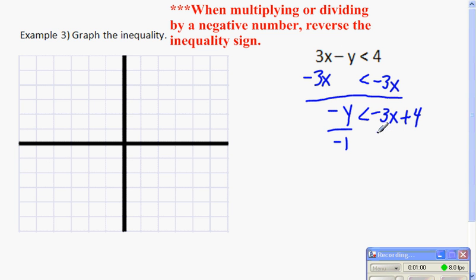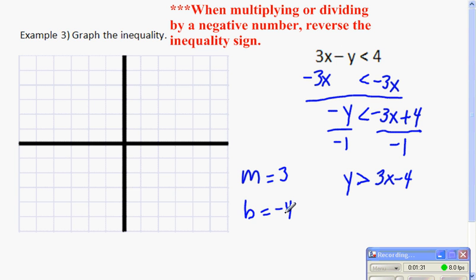Here's that flipping the inequality sign. We are dividing by negative 1, which leaves us with y. We divided by negative 1. This inequality sign will reverse. Negative 3 divided by negative 1 is a positive 3x. Positive 4 divided by negative 1 is a negative 4. Our slope would now be 3.